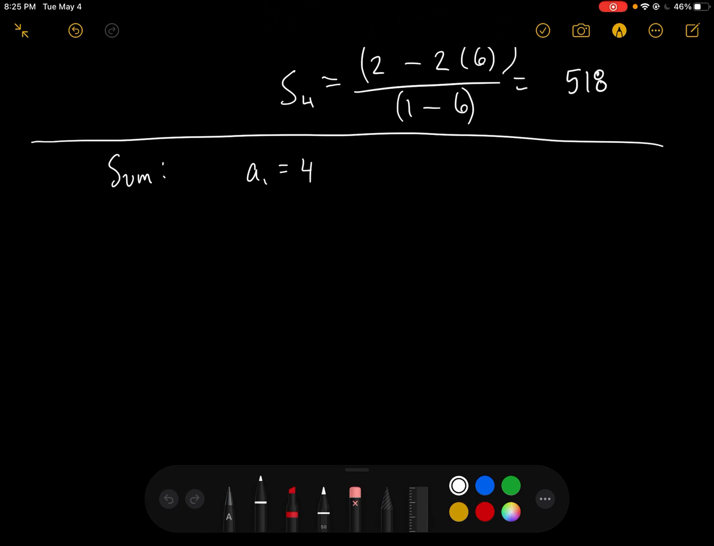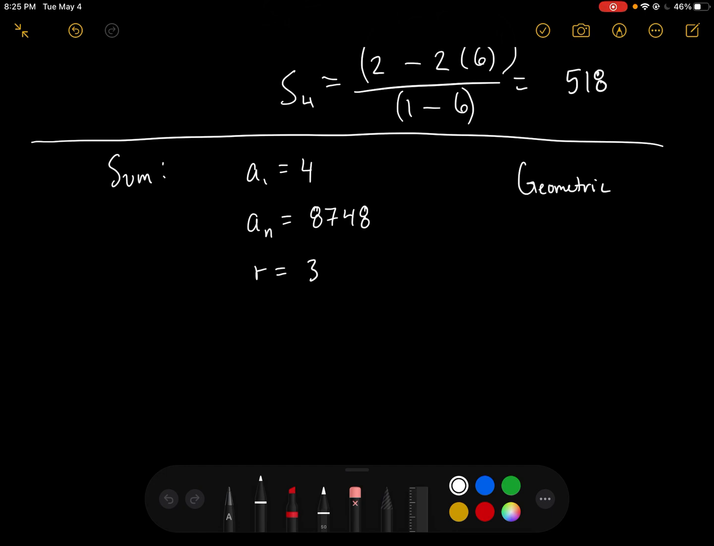The last thing that we're going to go over is an example where we don't have everything that we need right away. So we want to find the sum of the following series. They give us the first term is 4. They tell us that our last term is 8,748, and they tell us that our common ratio is 3. And based off this information, we should be able to solve.